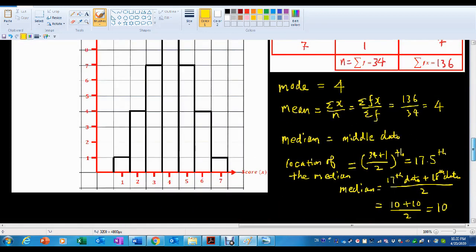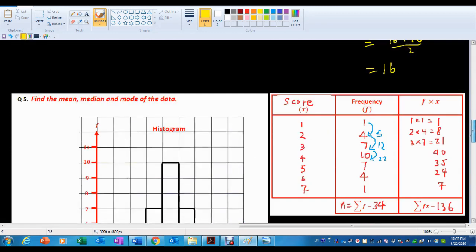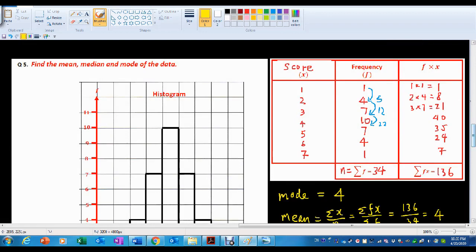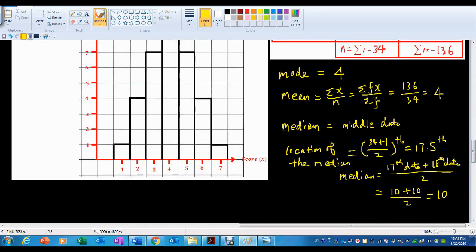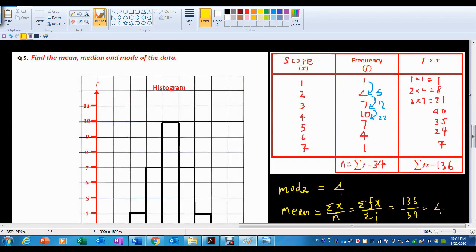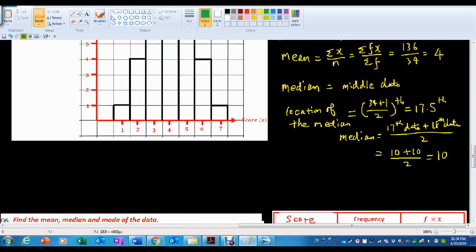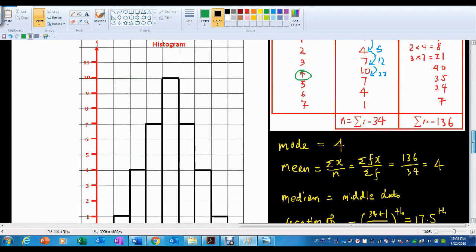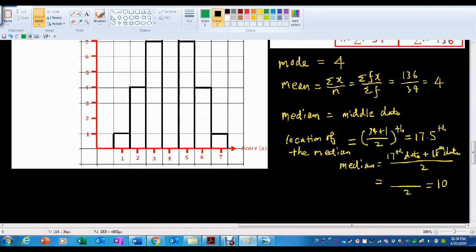Oh, sorry. Before I finish, I should correct something. Okay, there's a mistake. Last time, for the last one, it should be 17 to 18. 17 to 18 should be the fourth data. Sorry about this. It should be fourth. I got confused with that's 10. So I need to correct that. Okay, so that's 4. Sorry about this.